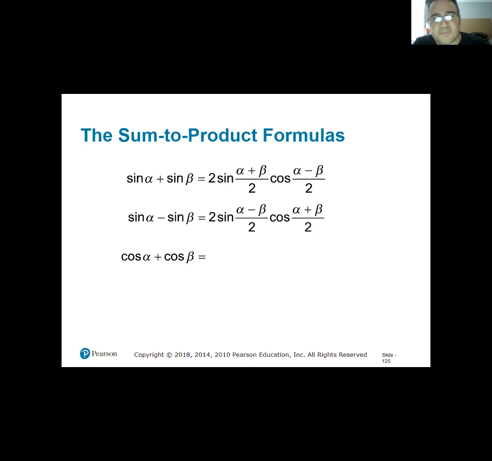All right. So next one, cosine of alpha plus cosine of beta. Your turn, Sarah. 2 cosine of alpha plus beta over 2 cosine alpha minus beta over 2. Very good. Good job.